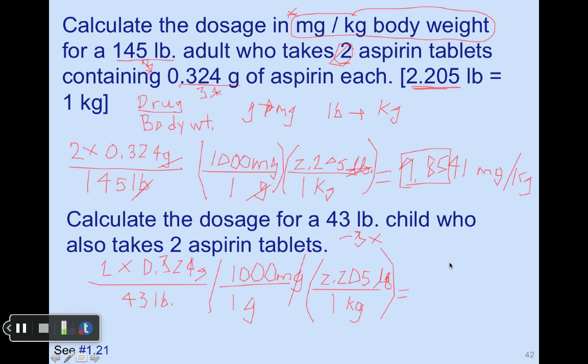The child has taken too much drug, so let's do it again. The 0.324 times 2 times 1,000 times 2.205. Now divided by 43. I hope I get a different number. There we go. I lost a digit on the way. I had missed a 0 when I put it in the first time. So this time my answer comes out to be 33. Oh boy, sorry guys. This is a very unsatisfactory tool. I'm going to have to get a better strategy soon.